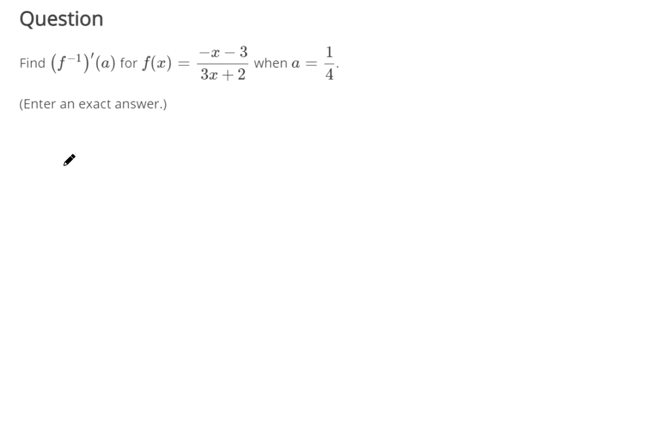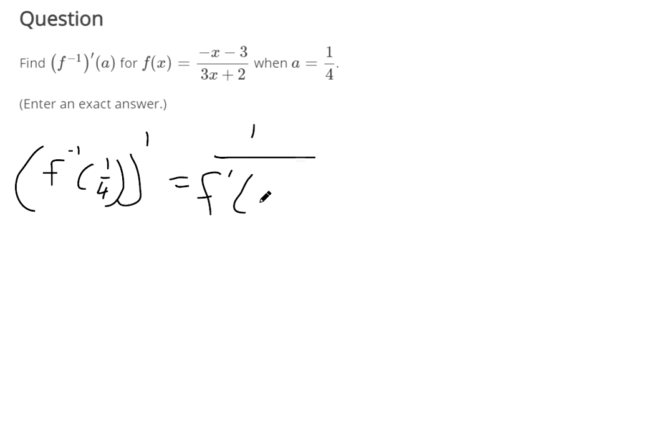So one last one. So the inverse at 1/4, and we want the derivative. That is 1 over the derivative of the original f of x with the inverse plugged into the derivative. Oh boy, what should we do first? I mean, let's do what we did in the last video.